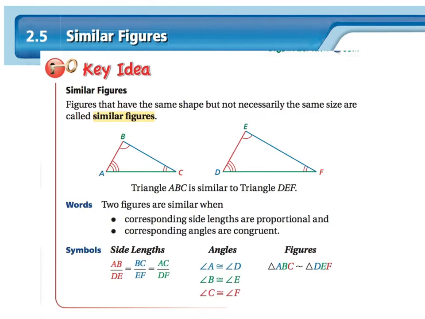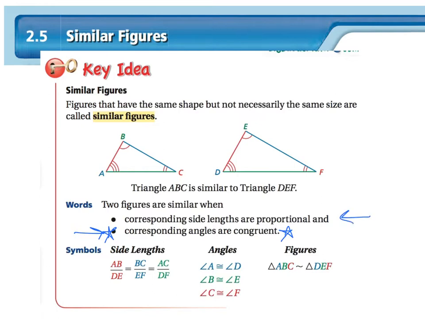Corresponding angles. We're going to go right here. Huge piece of information that you need to know. Corresponding angles are congruent. It does not matter like a rectangle or a square. It doesn't matter how big a square is or how little a square is. The angles are still going to be congruent. Now, the sides are proportional.